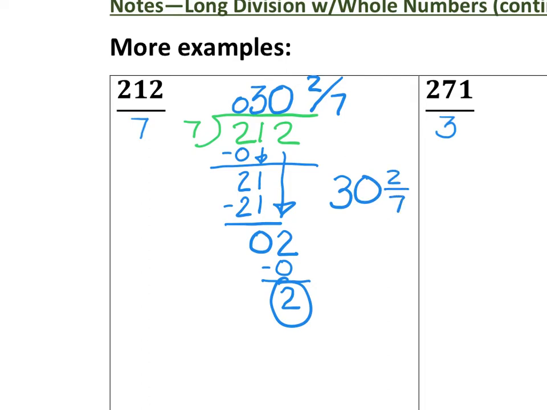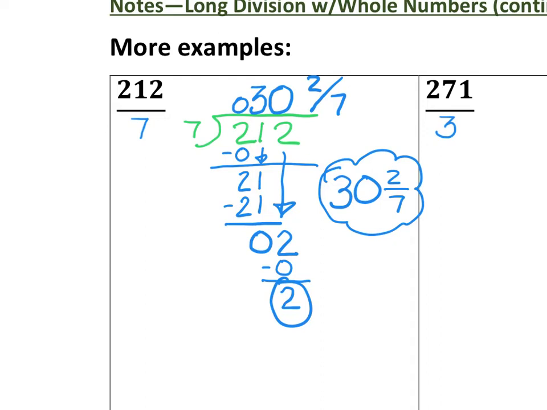I'm going to see if that makes sense. If I multiply 30 times 7, I get 210. That's pretty close to 212. So my answer is making sense. So finish that one up.